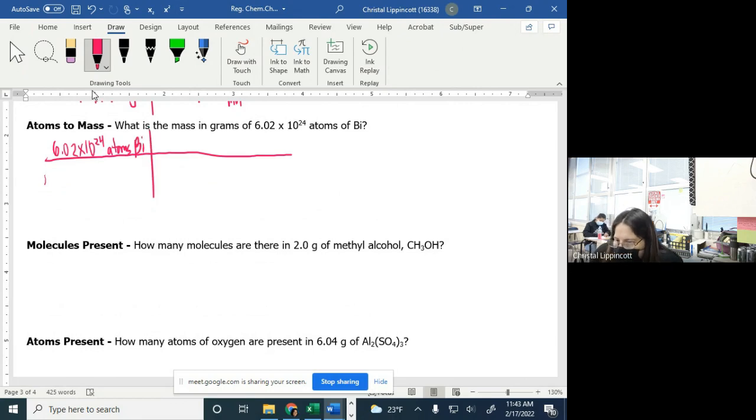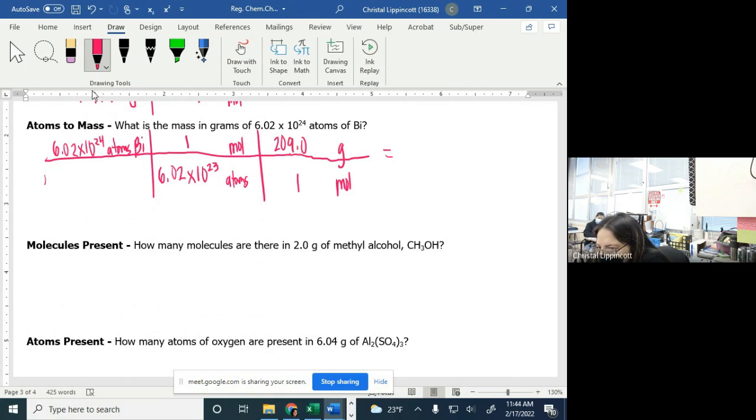I'm getting rid of atoms, so I'm going to put atoms down here, and I'm going to go into moles. Then I'm going to go from moles into grams. In 1 mole, I have 6.02 times 10 to the 23rd atoms. And in 1 mole, that equals 209 grams for bismuth. If you look at bismuth on the periodic table, this is its mass.